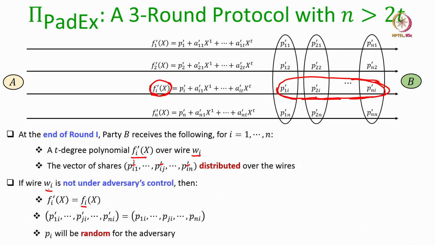Also, if the wire Wi is not under the adversary's control, then the constant term of the ith polynomial will be random for the adversary. This comes from the privacy property of Shamir sharing.